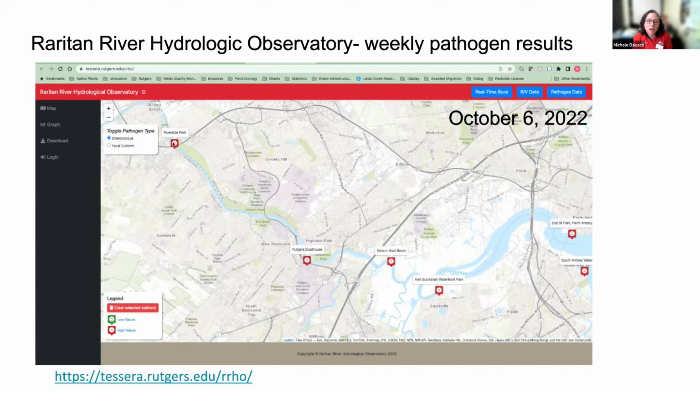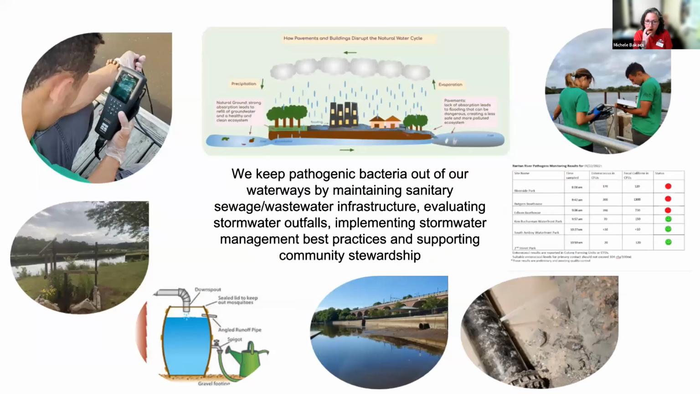It also comes up as a frowny face or a happy face, depending upon whether there are low values or high values that week. This is just for the week of October 6, 2022. This is the last week that we sampled in 22. When we start up sampling again in May, this will be updated every Friday, so you can go on and take a quick snapshot to see what the results were. The website is on the bottom: tessera.rutgers.edu/RRHO. And I think there's a QR code a couple of slides up.